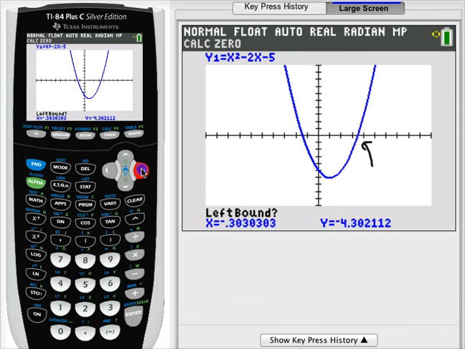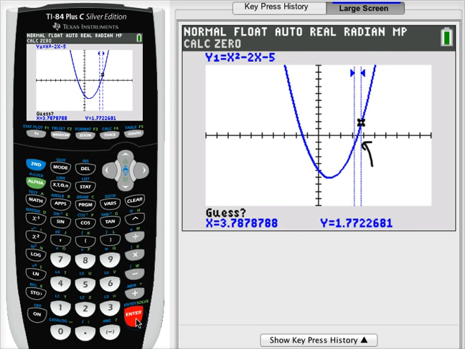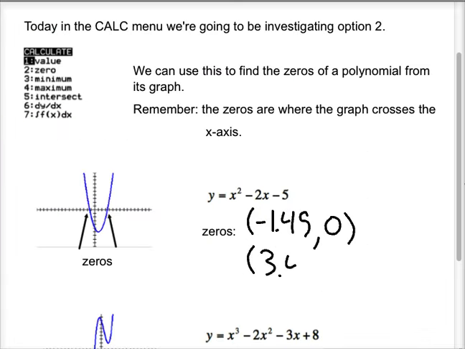Left bound, so I'm going to scroll over till I get close. Anywhere to the left, hit enter. Scroll anywhere to the right of it, hit enter. When it says guess, I'm going to hit enter one more time, and then notice 3.450. And that is my other zero. So again, really awesome that the calculator can do all of this for you.